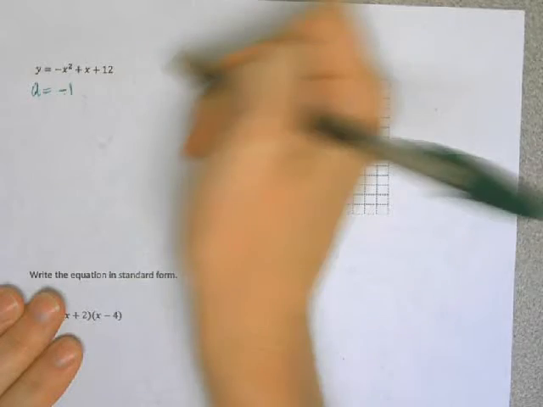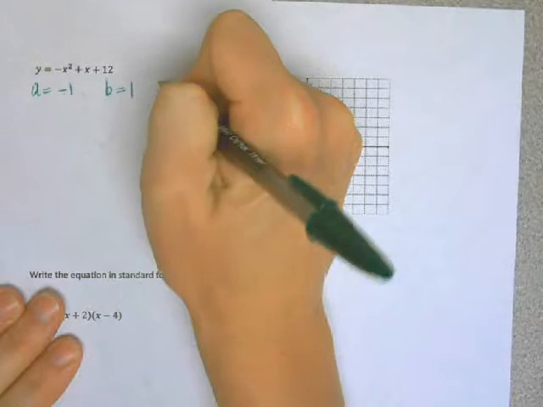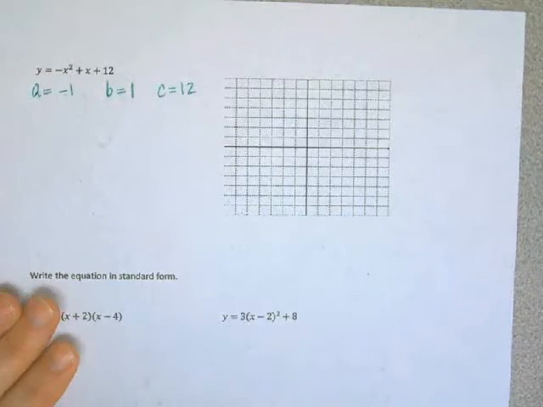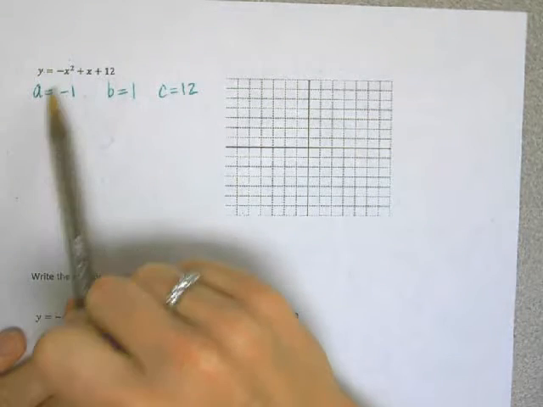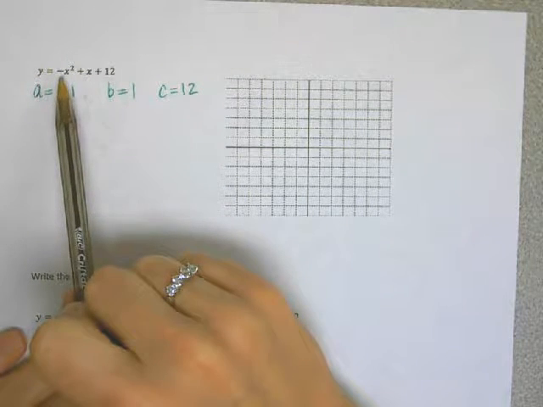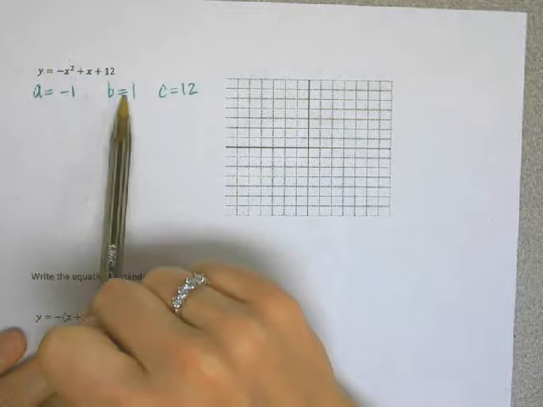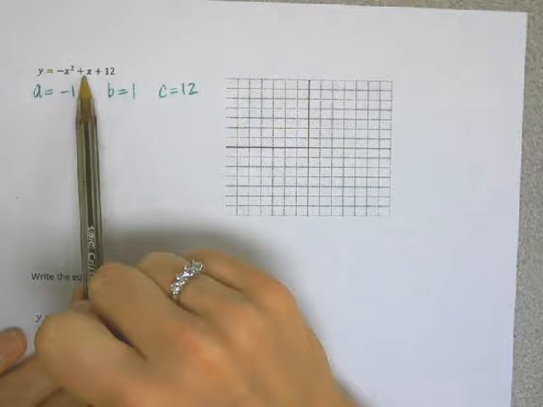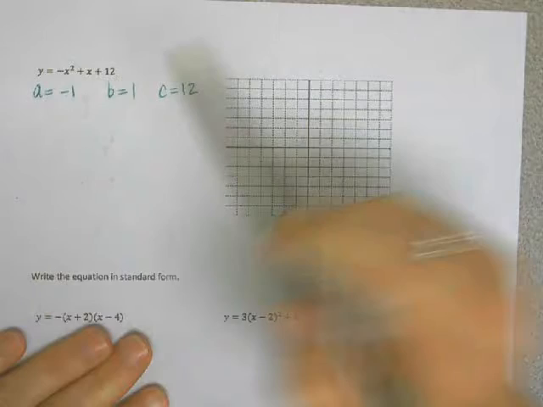So A is -1, B is 1, and C is 12. How I got that information is A is always the number in front of x squared, which happens to be a -1. B is in front of x, and there's no number, so it's assumed it's a 1. And then C is 12.